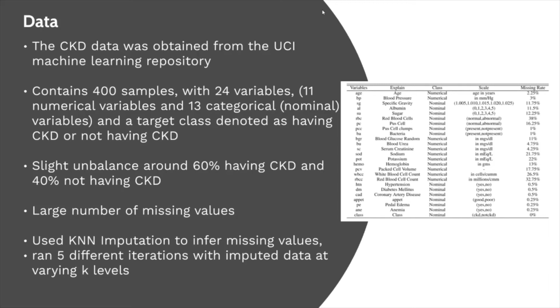In addition, there were numerous missing values in the dataset. In order to infer the values, KNN imputation was used to fill them within the range of similar samples. Since KNN imputation is dependent on the number of K values, 5 different imputations were produced at varying K levels. Additionally, to establish the performance of the imputation, it was also compared against using mean, median, and random values to fill in the missing values.